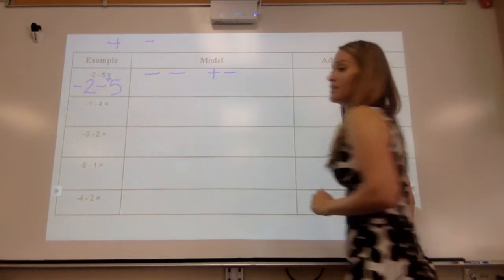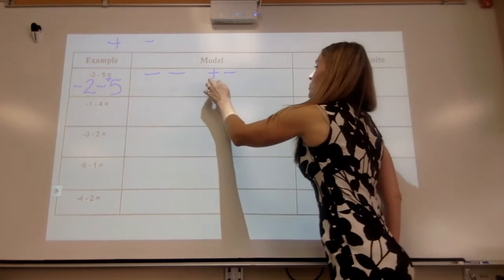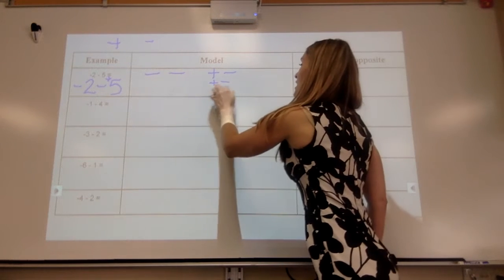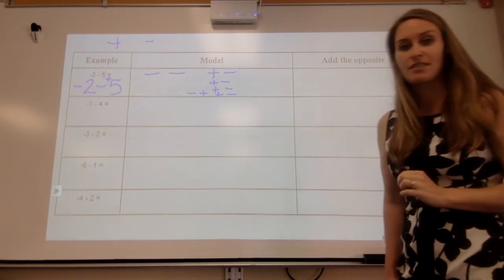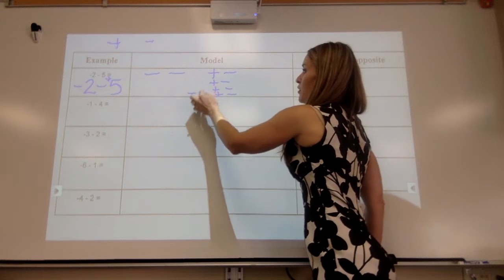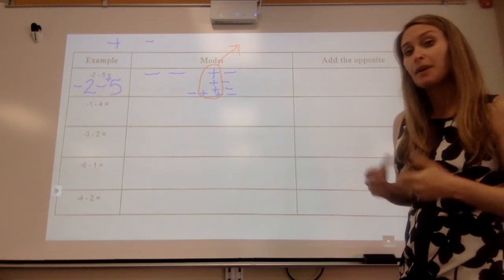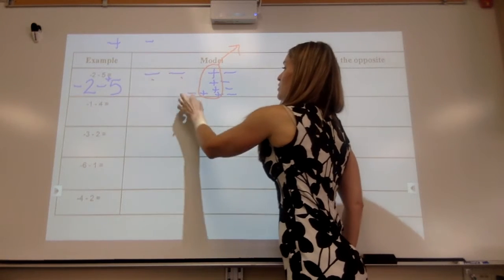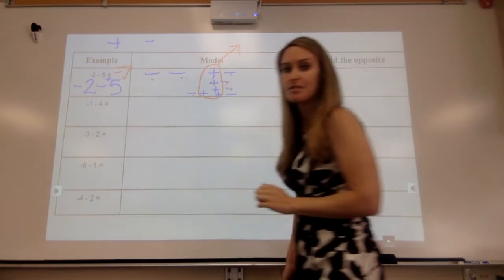So we're going to bring in a zero pair. Do we have 5 positives yet? Nope. I'm going to bring in another one. Do I have 5 positives now? Not yet. So I'm going to keep going until I've got 5 positives. Right now when I look at this, I've got 1, 2, 3, 4, 5. So I can take my 5 positives and take them away, and then I'm going to count how many negatives are remaining. So I've got 1, 2, 3, 4, 5, 6, 7. So there are 7 negatives.